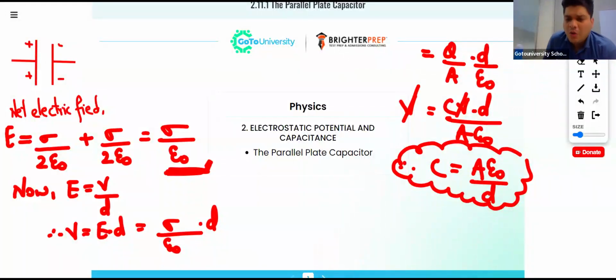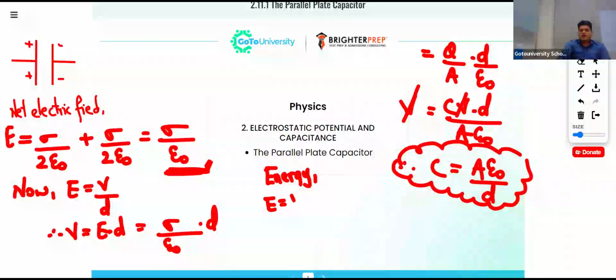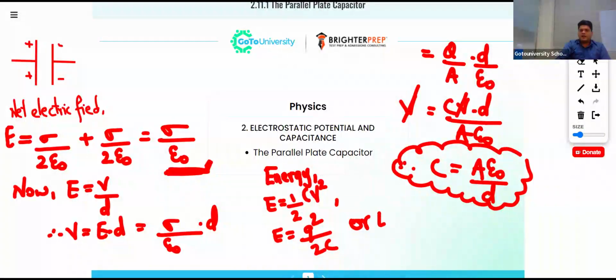Okay. What will be the energy? Energy will be half CV square. This was the formula, and for this we don't have any derivation. Or you can say energy will be equal to Q square over 2C, or you can write energy will be equal to QV upon 2.